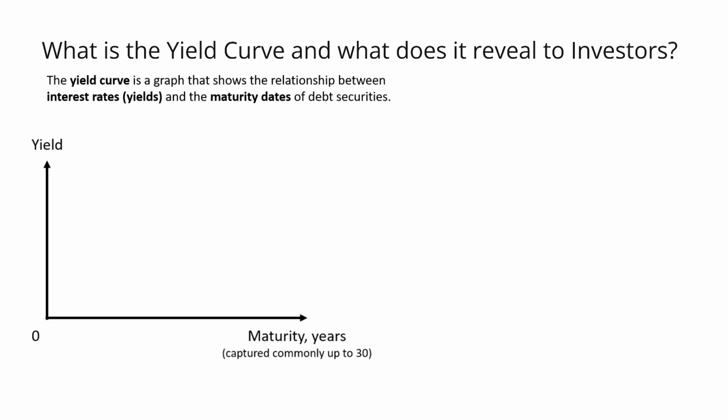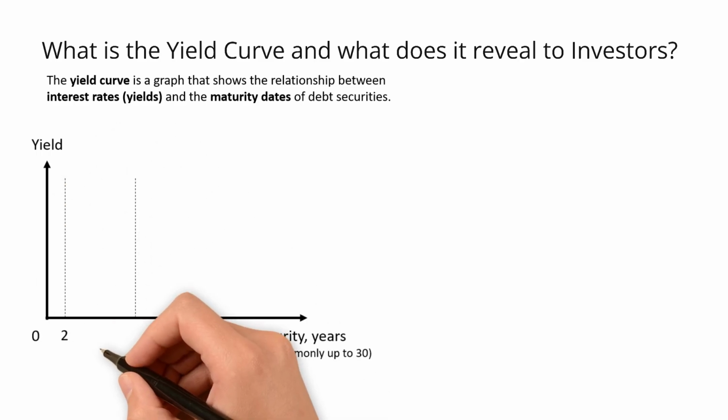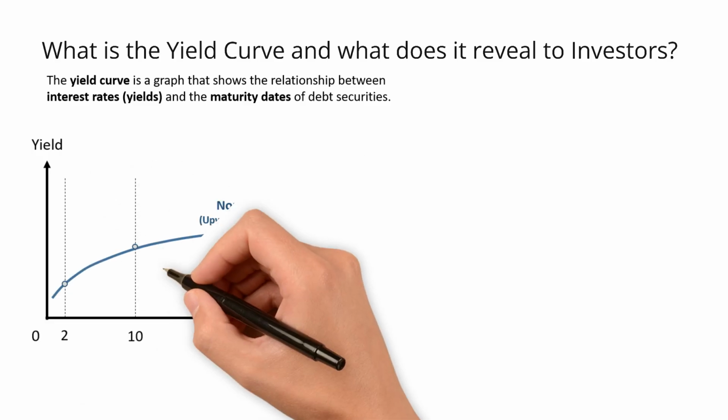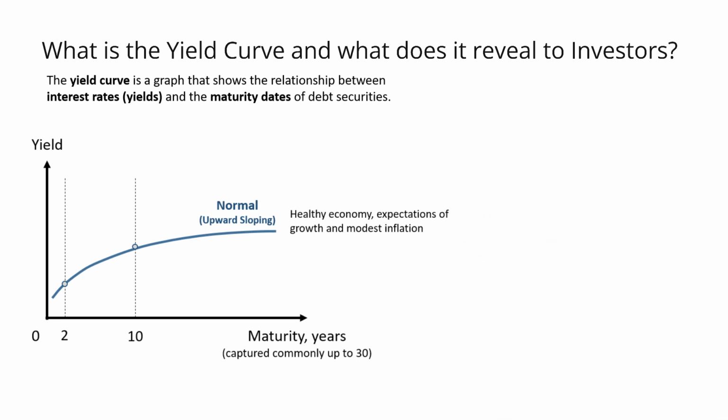What are the common shapes or types of yield curves, and what do they imply? Usually the spreads between 2 and 10 years time to maturity are taken into consideration when speaking of a normal or upward sloping yield curve. What it looks like, the long-term rates are higher than the short-term ones. What does it indicate in the economic realm? It indicates a healthy economy, expectations of growth and modest inflation.